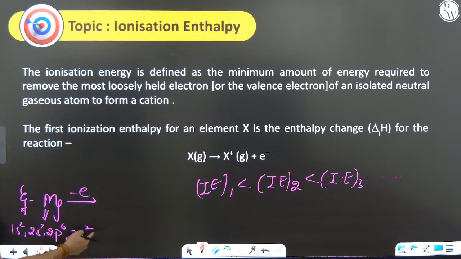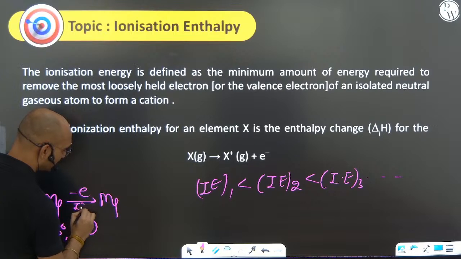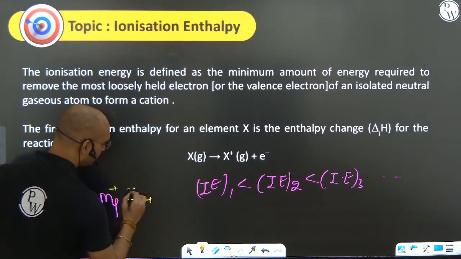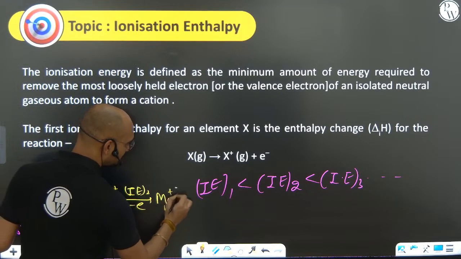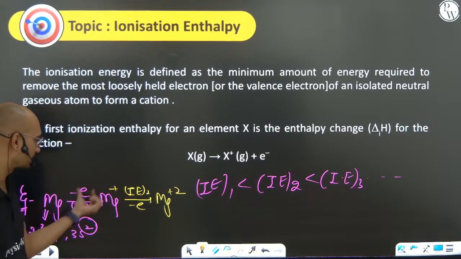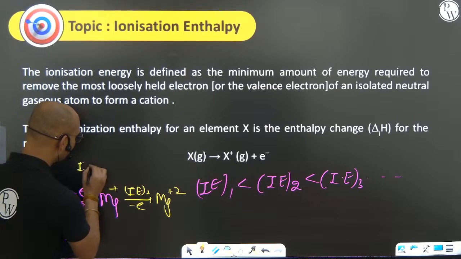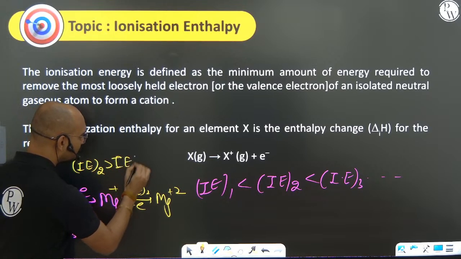So how many electrons are there in the outermost shell? There are 2. The first electron you remove is called IE1, and if you remove the second electron, it will be called IE2. If you remove one more electron, it will become Mg plus 2. Here you are just removing electrons from the outermost shell, so not an issue. IE2 is greater than IE1. So here you can just see this relation.